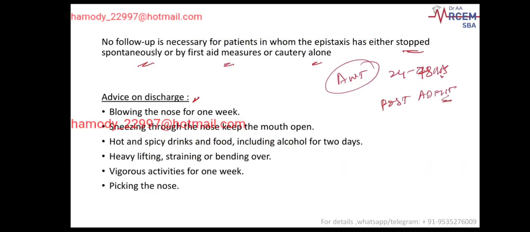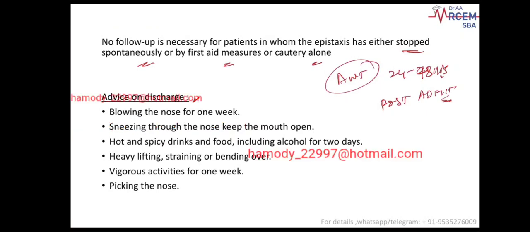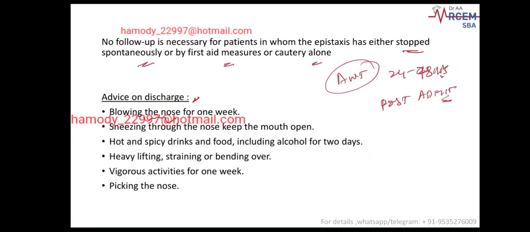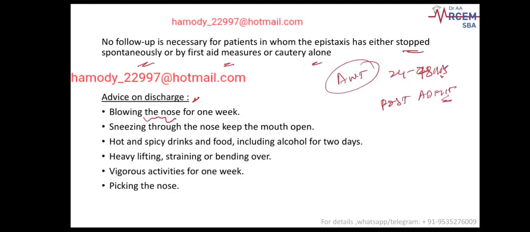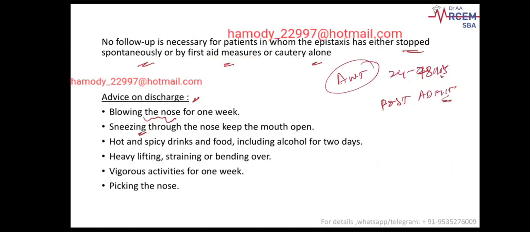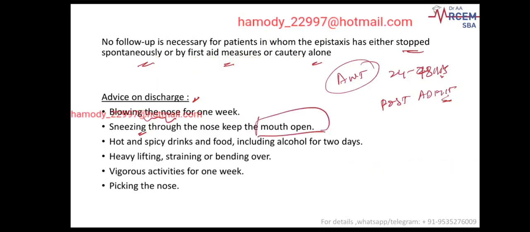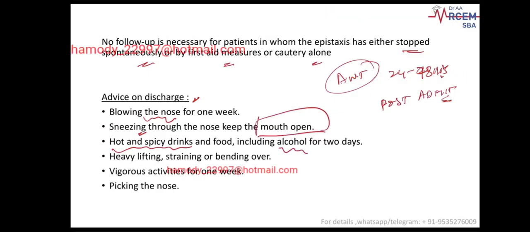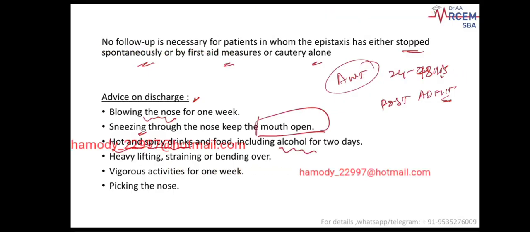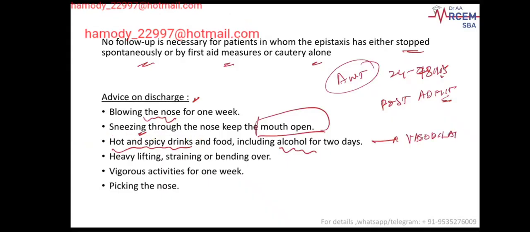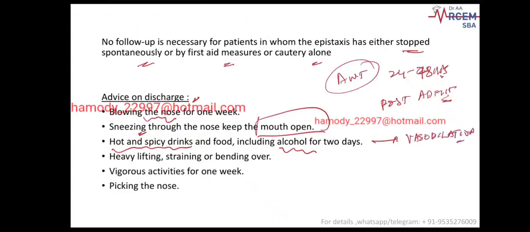Advice on discharge. If you're planning to discharge, for example, first aid has worked and you're planning to discharge, ask them not to blow the nose. It can dislodge the clot. So 1 week, no blowing the nose. If you're sneezing, it will increase the pressure and it can dislodge the clot. So open your mouth to keep the pressure on the lower side. Do not eat anything hot and spicy or alcohol. Do not consume alcohol for the next 2 days because it causes vasodilatation. Vasodilatation can trigger the rebleeding again.